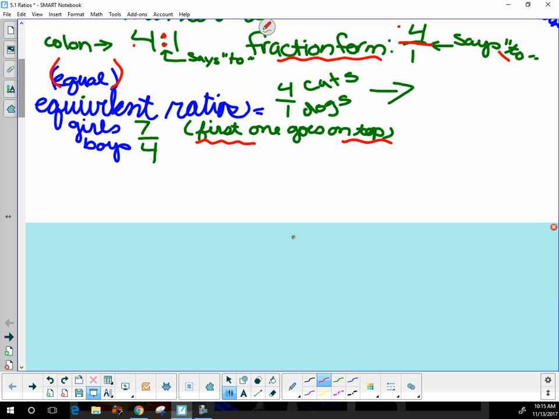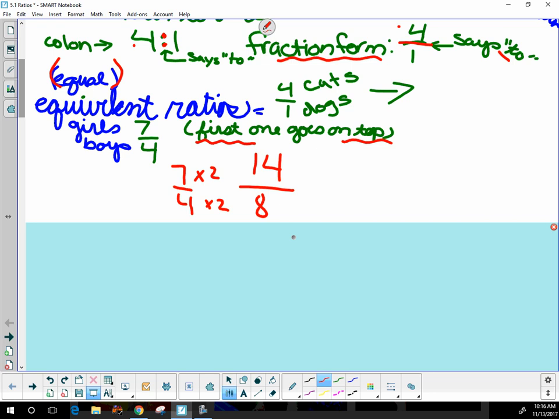If I had a class of 7 girls with 4 boys, what if I doubled the amount of girls in that class? How many boys would I have? Yep, I would have 8. So if I doubled the amount of girls, I would have to double the amount of boys to keep it proportionate. For every 7 girls, there's 4 boys. So if I have 7 more girls, there would be 4 more boys. So it's kind of doubling those amounts. And you're really familiar with that.